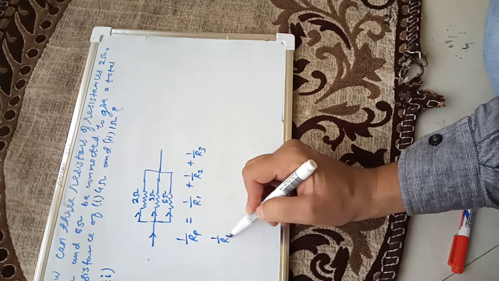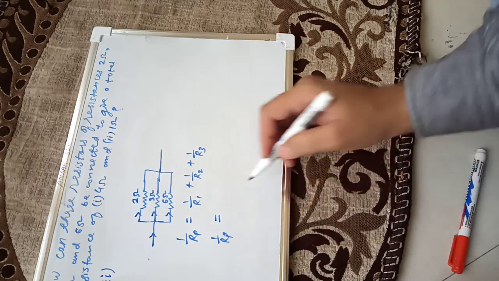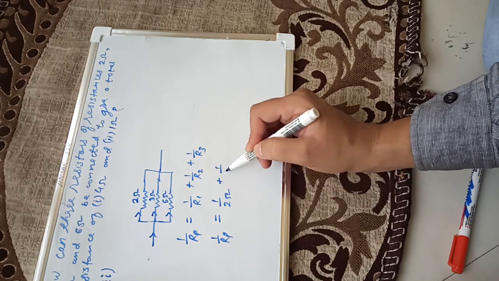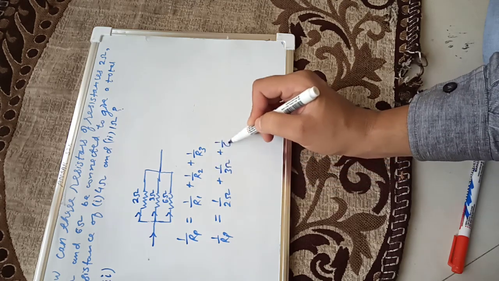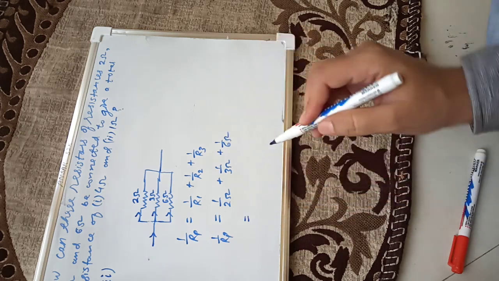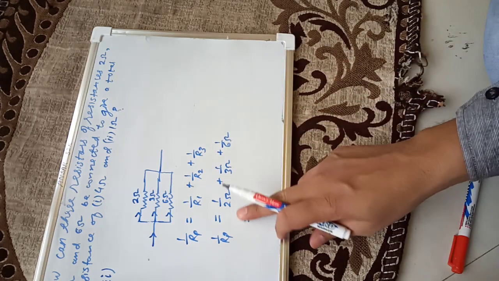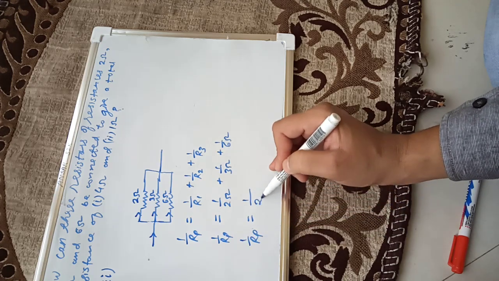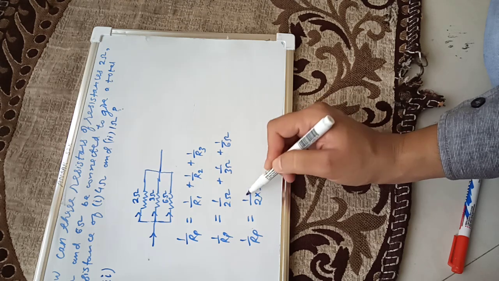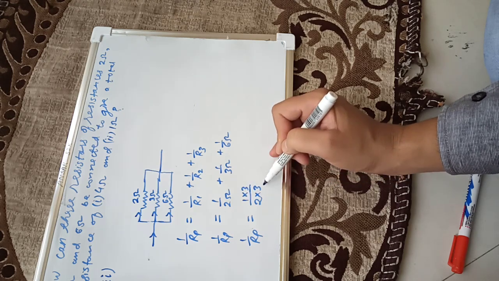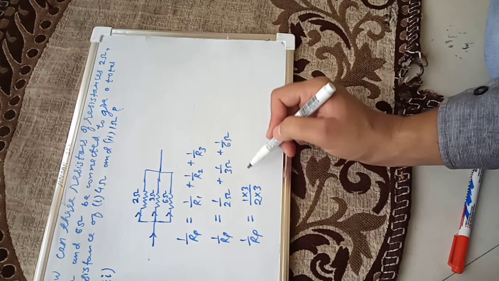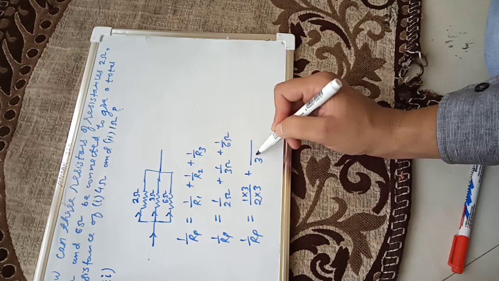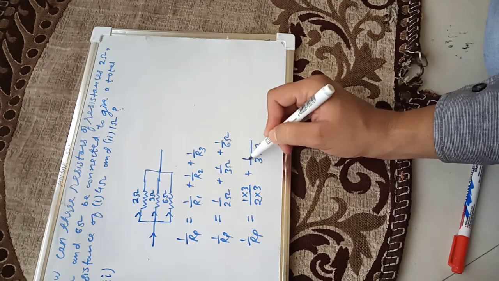So it will be 1 upon Rp is equal to 1 upon R1, which is 1 upon 2 ohm, plus 1 upon 3 ohm, plus 1 upon 6 ohm. So we want to bring 6 in the denominator. It is 1 upon Rp is equal to 1 by 2. We want to make it 6, so we will multiply it by 3. If we multiply the denominator, we will have to multiply the numerator also, because we cannot do injustice with the numerator. So this is 3 into 2. So it will be 1 into 2.